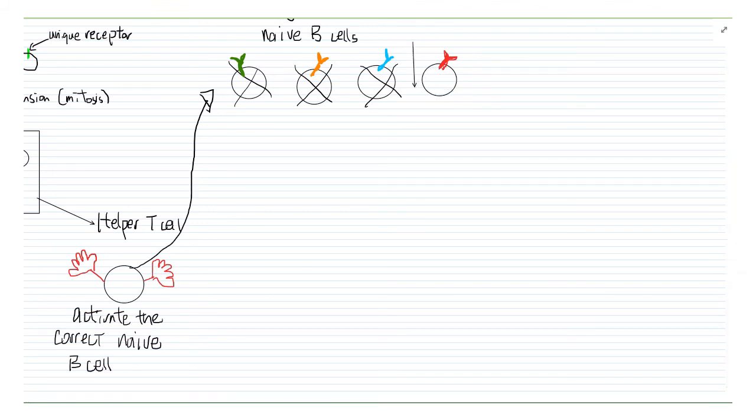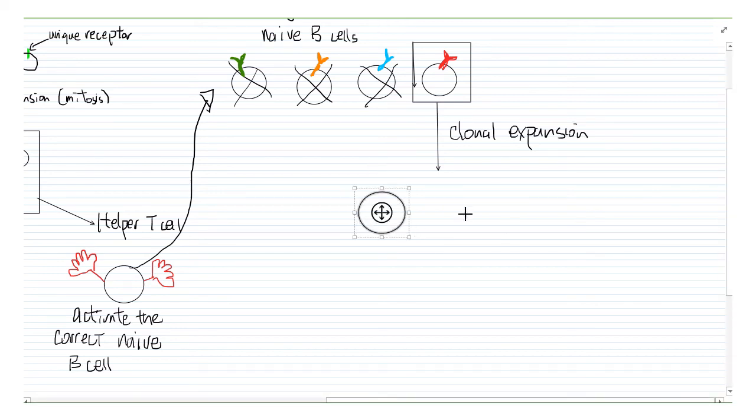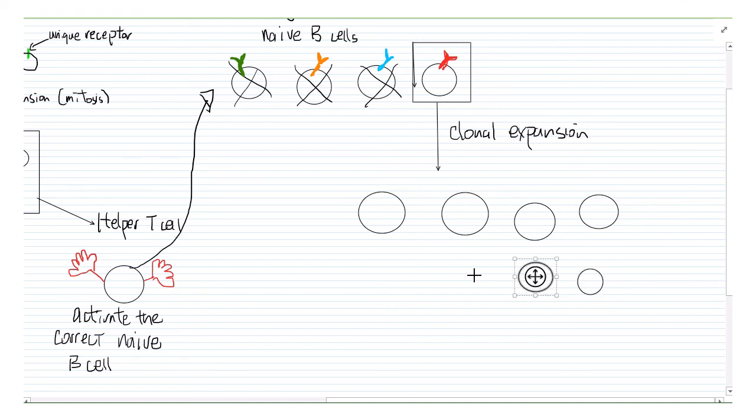Okay, and just like before, when you are the chosen cell, you are going to undergo clonal expansion. That basically means you're going to make a lot of copies of yourself through mitosis. They are supposed to be the same, and they will all have the ability to make antibodies.